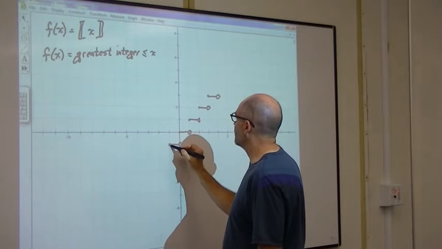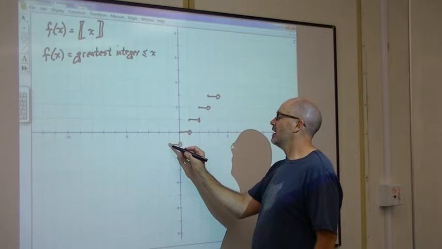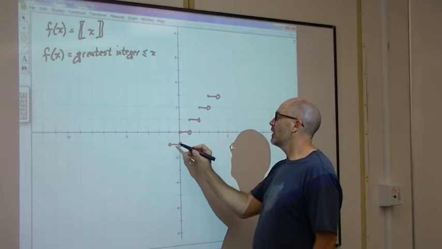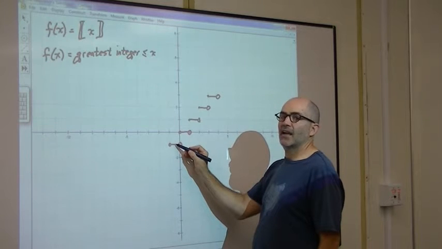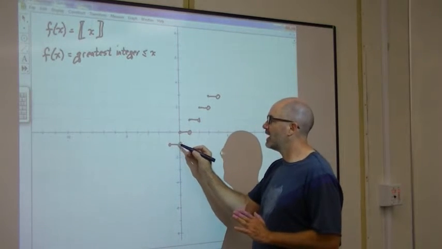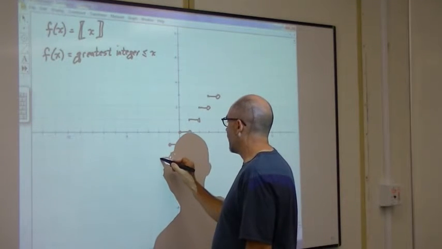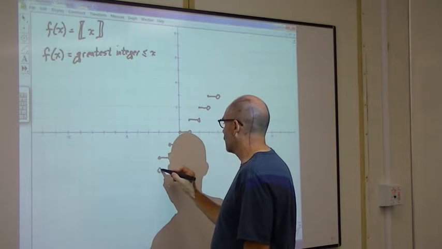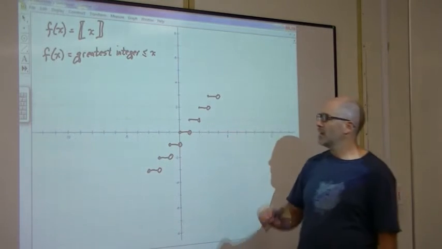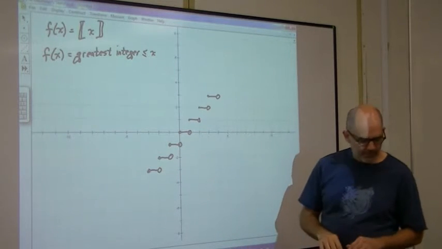If x is -1, then my value is -1. If x is -0.5, -0.9, well, the greatest integer less than or equal to negative 0.9 is still negative 1. And so it goes back this direction. So, a beautiful work of art. A staircase with slope 1 that goes through the origin.